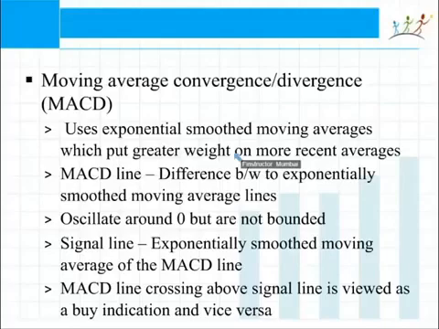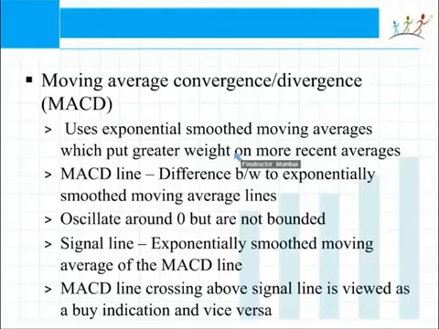That is the only difference that you need to understand. So just say that it uses exponentially smoothed moving averages. What is exponential smoothing? You don't need to know the details. Just know that this is a method that puts relatively higher weight on the recent observations, on the recent averages.